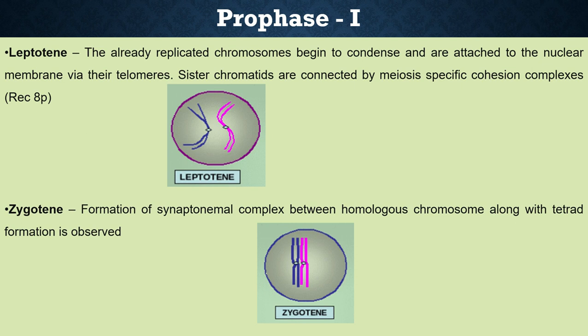Leptotene is followed by zygotene. Zygotene is characterized by the formation of synaptonemal complex between homologous chromosomes. Synapsis of homologous chromosomes is seen here, and it continues in the pachytene stage which will follow. Synaptonemal complex is formed here. Tetrad is also formed. After homologous pairs synapse, they are either called tetrads or bivalents.